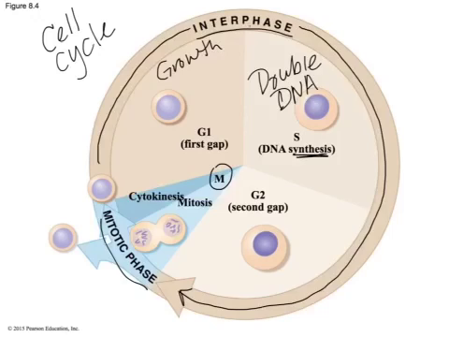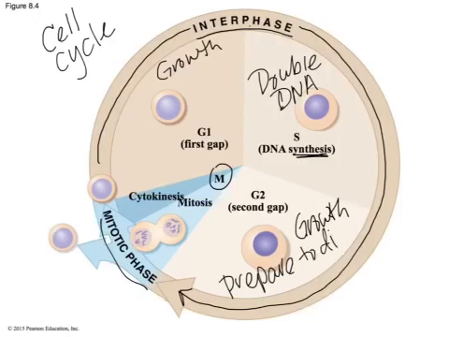All right, and then once that is done, we go into G2, the second gap phase. This is where more growth will occur, and this is also where preparation to divide happens. So if there are parts of the cell that need to be duplicated, so that when the cell actually divides into two, it will have what it needs.